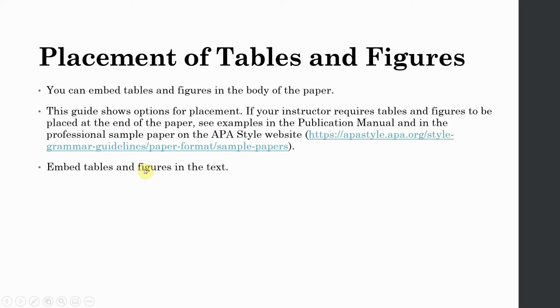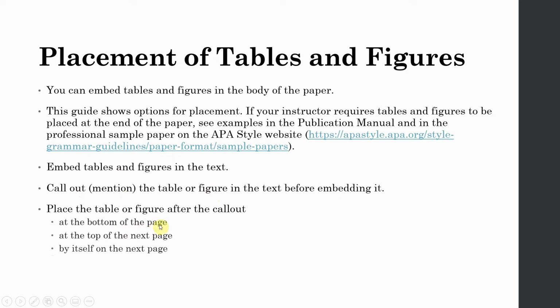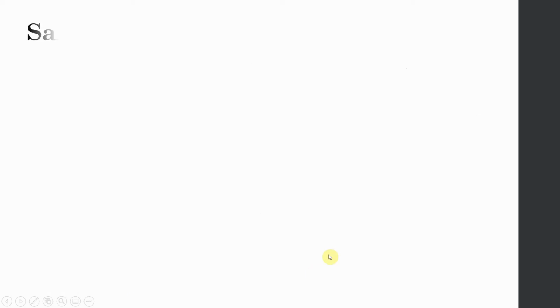Now you can embed tables and figures in the text, and then you need to call out, mention the table or figure in the text before embedding it. Now place the table or figure after the call out, that is at the bottom of the page, at the top of the next page, or by itself on the next page. So these are the three options that one can use after calling out or mentioning the table or figure in the text. Avoid placing tables and figures in the middle of the page.